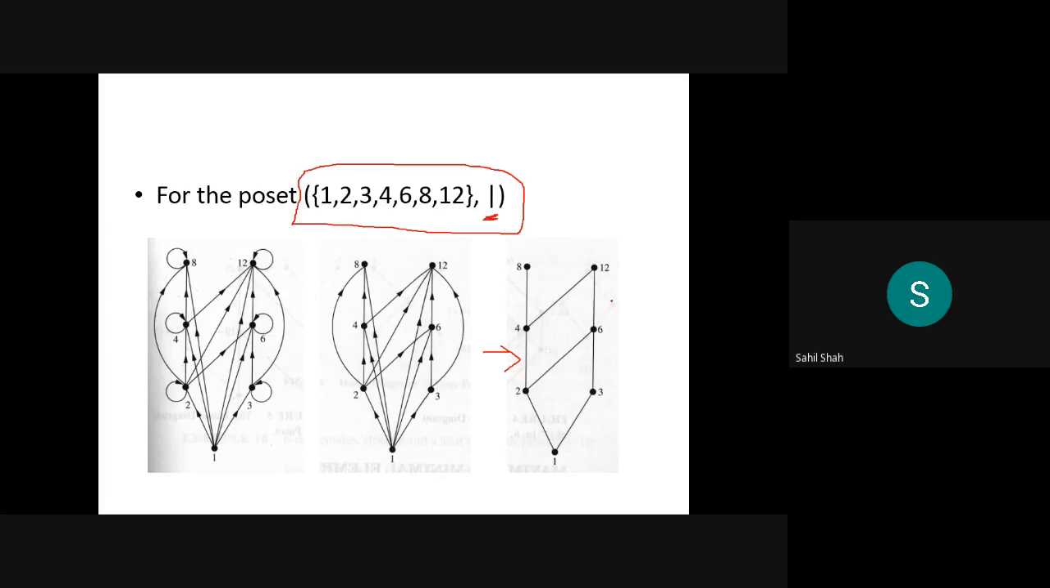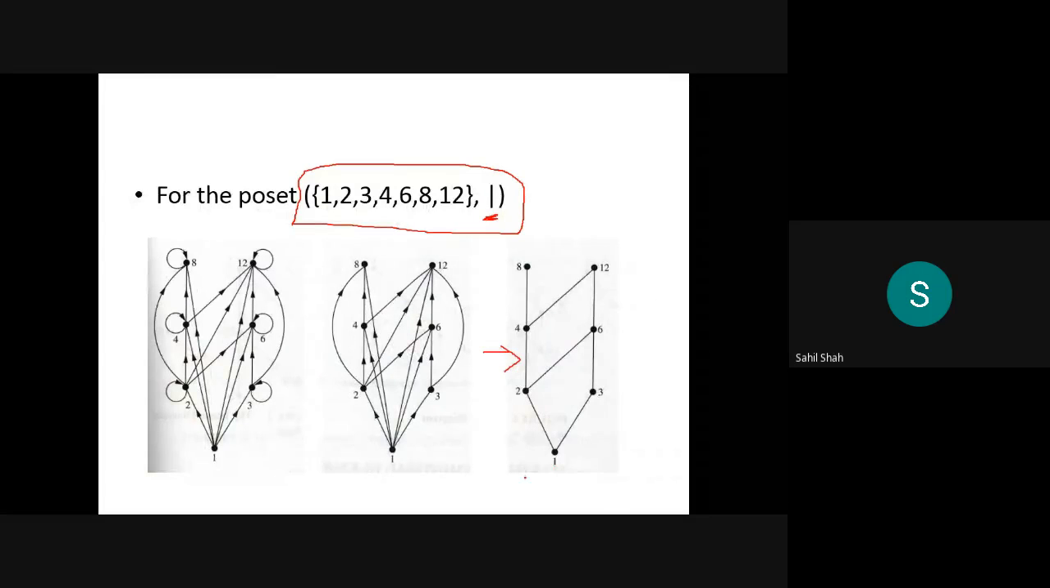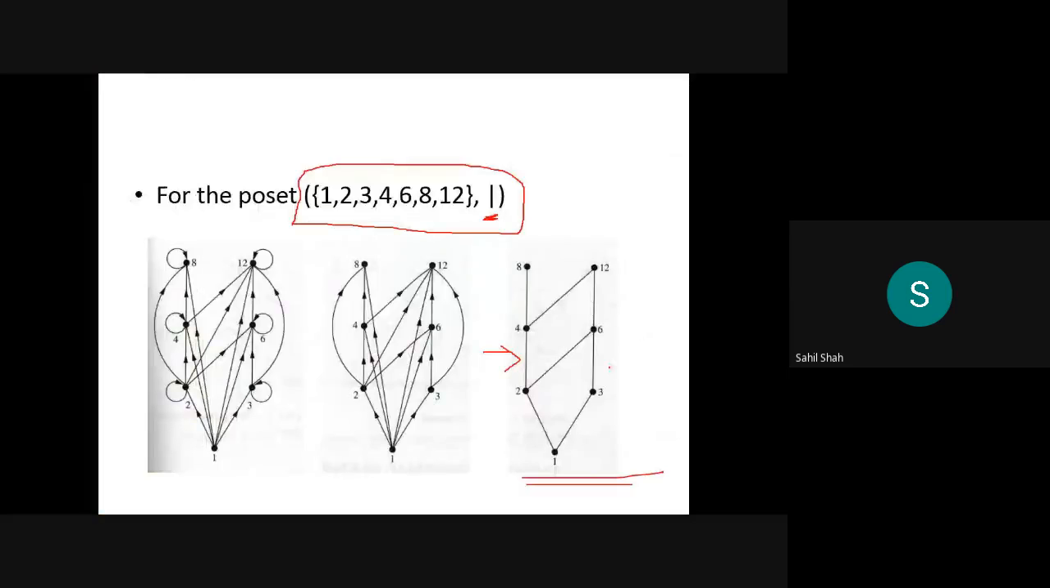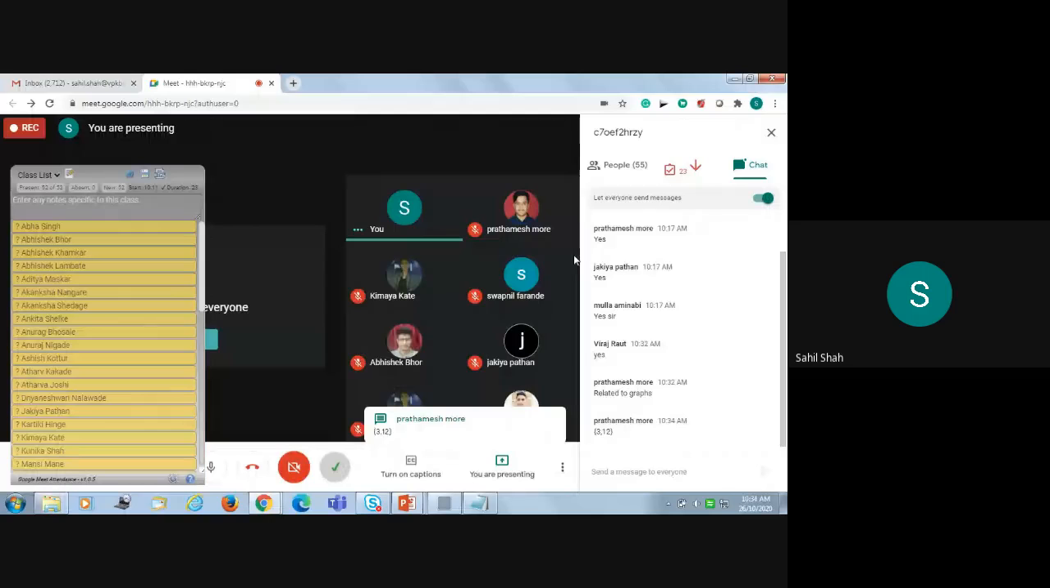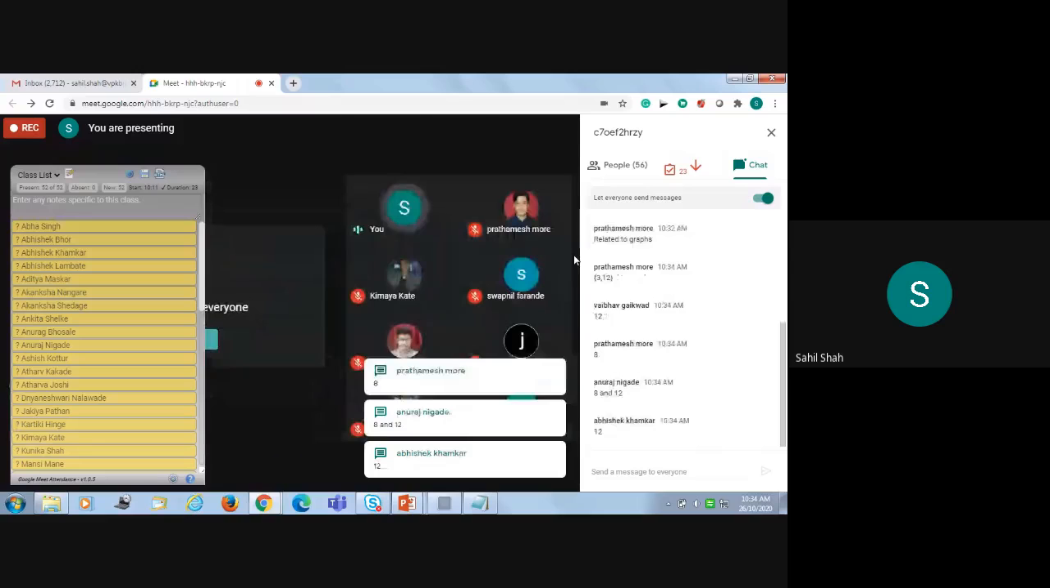Yeah. Can you tell me what are the maximal elements for this hasse diagram? Can you tell me? Be quick. I'm talking about this hasse diagram. What are the maximal elements for this? The elements which are maximal. I am asking for the maximal elements for this hasse diagram. Pratham, do not get confused with the upper bound and lower bound. I have not discussed anything about lower bound and upper bound.